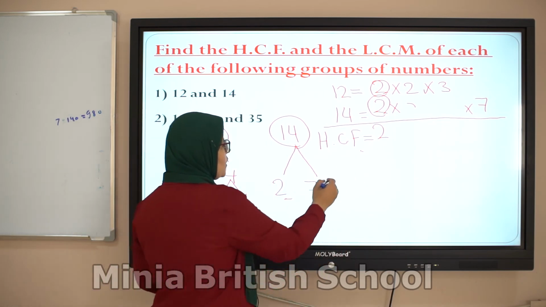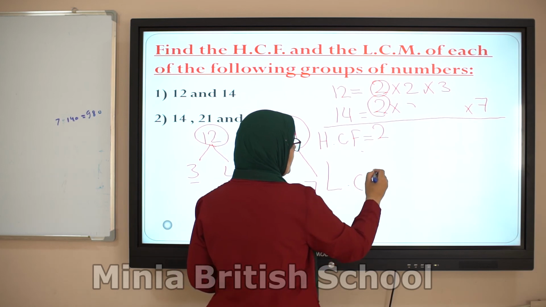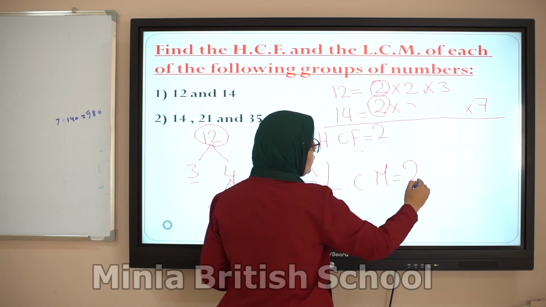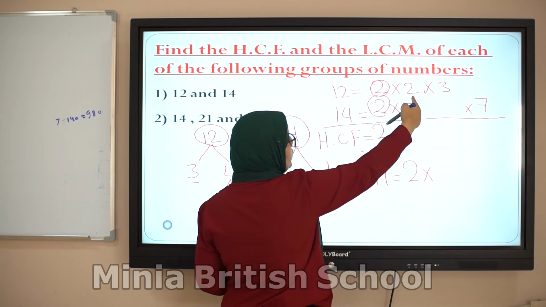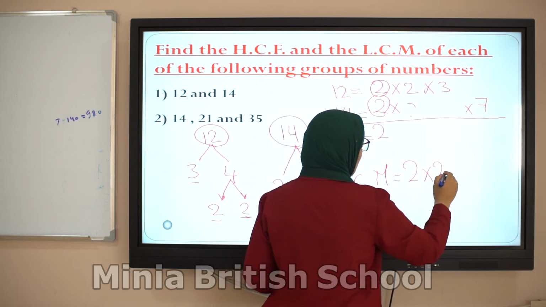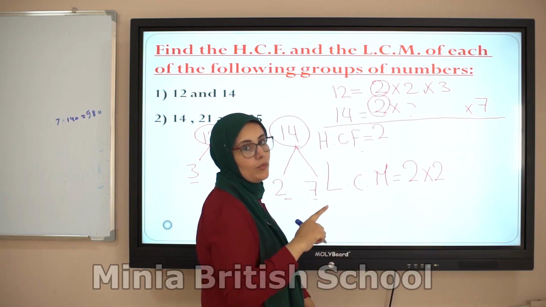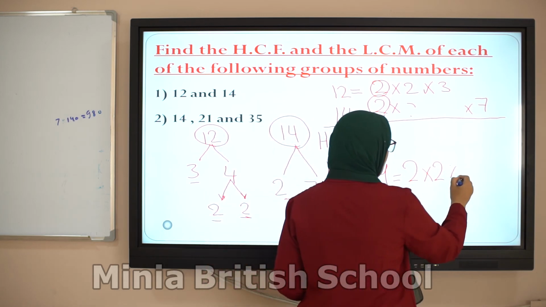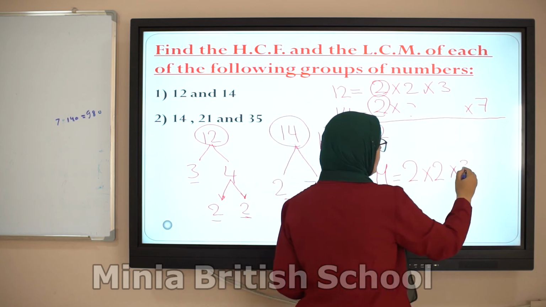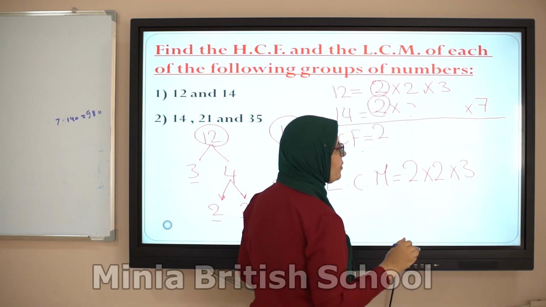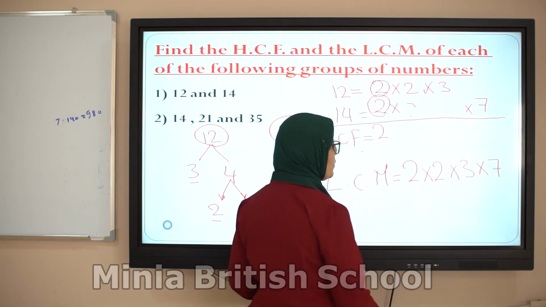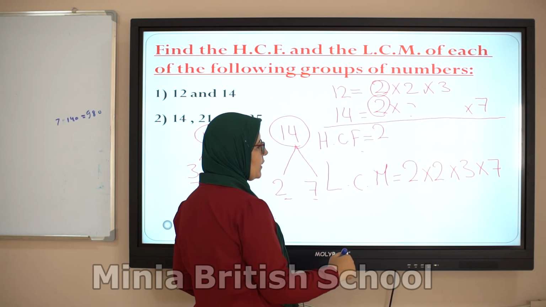What about the lowest common multiple? Here we have 2 and 2, so I will take 1, 2 times. Here we have 2, but here we have nothing. Do I leave this 2? No, I will write it. In the lowest common multiple, you have to write everything. Then, here we have 3 and here we don't have 3, you have to write it. I can't leave anything. What about this 7? Here we have 7 and here we don't have 7. No problem, write it.